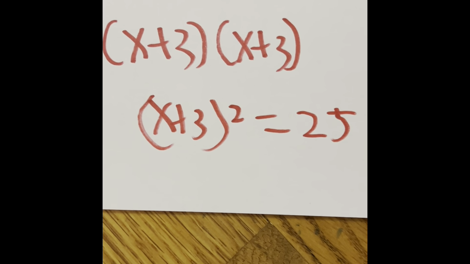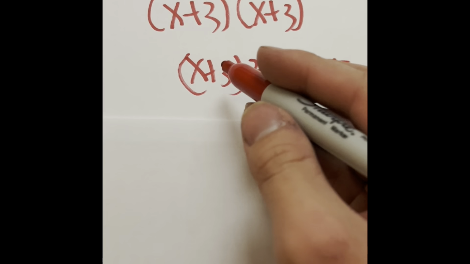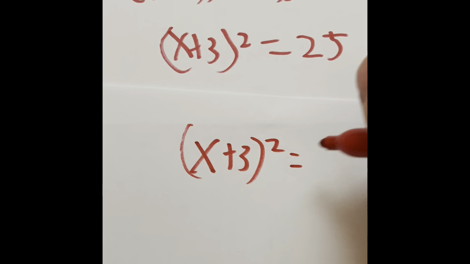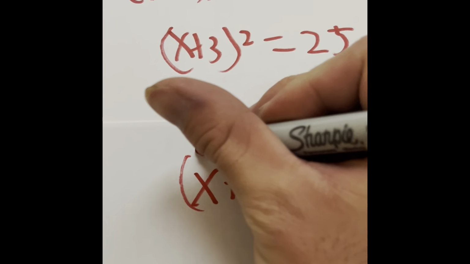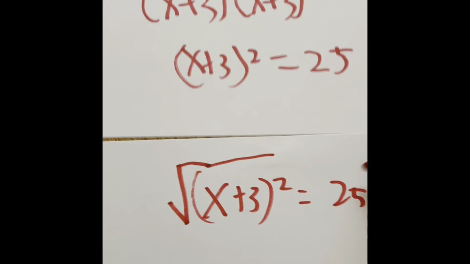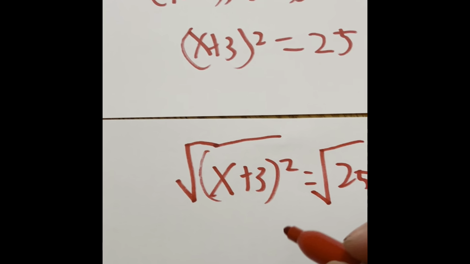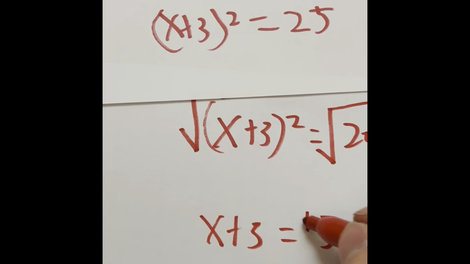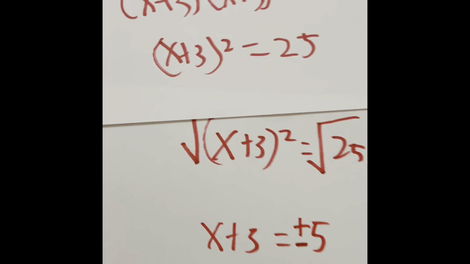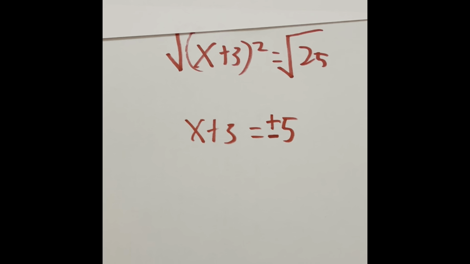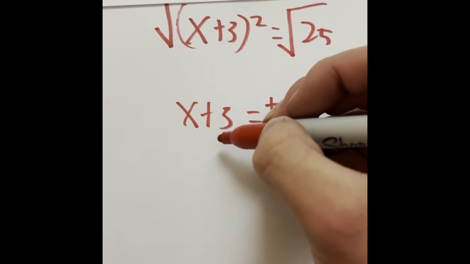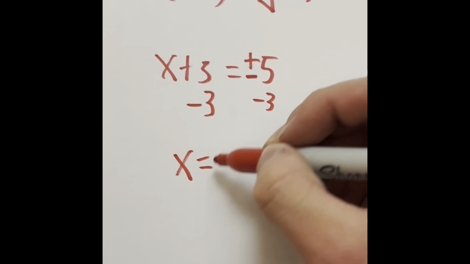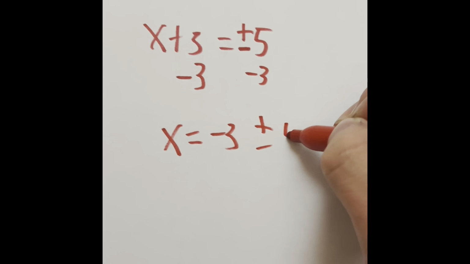We need another piece of paper. So after that, to get that stuff alone, x plus 3 squared equals 25. We use the square root method by square rooting both sides. So we just get x plus 3 equals plus or minus 5. So here's what's going to happen. x plus 3, you have to subtract by 3, and subtract this side by 3. x equals negative 3 plus or minus 5.